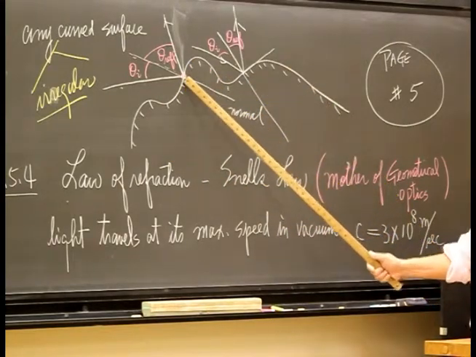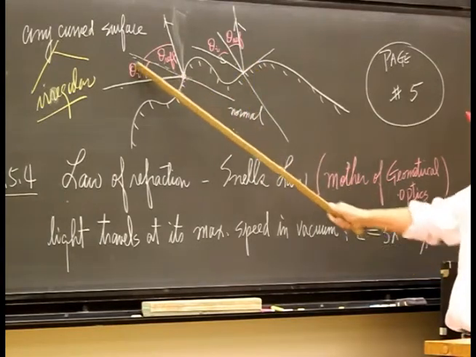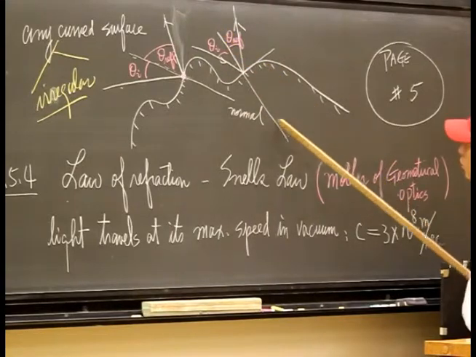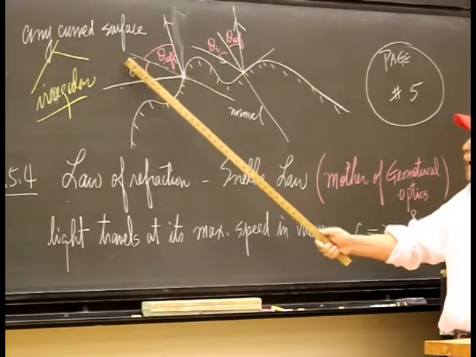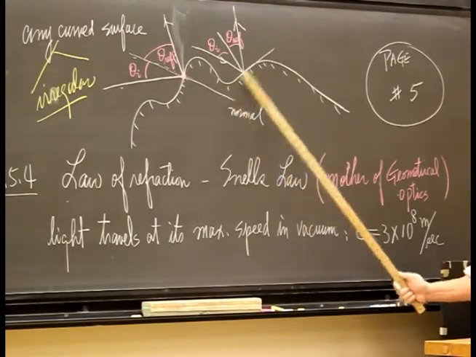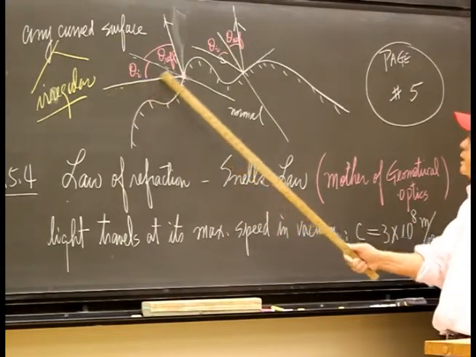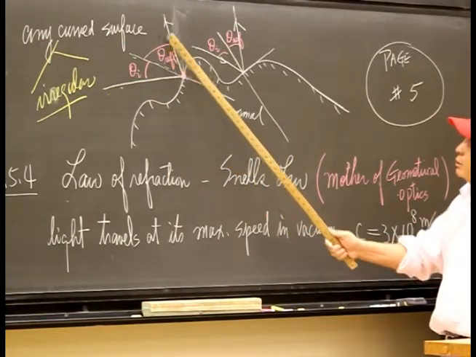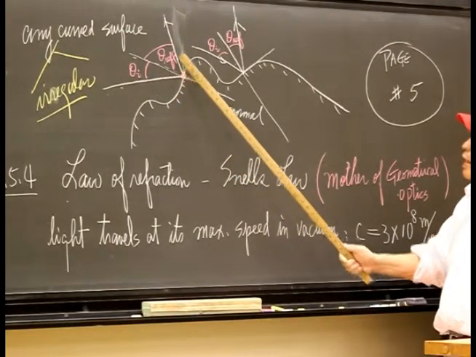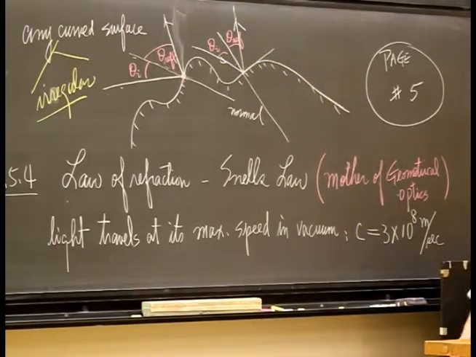At any point, they have a normal. At this point, the normal penetrates like this. And at this point, the normal goes this way. So you just draw a tangential line at that point, and that defines the normal. So again, you use an incident ray with the angle of incidence equal to the angle of refraction. The same thing with angle of incidence and angle of refraction.